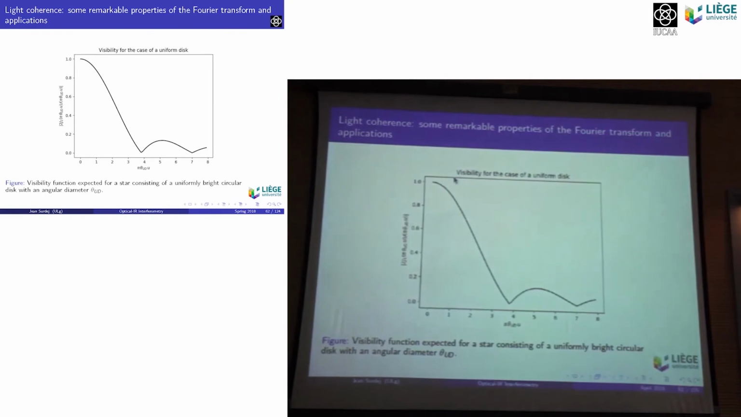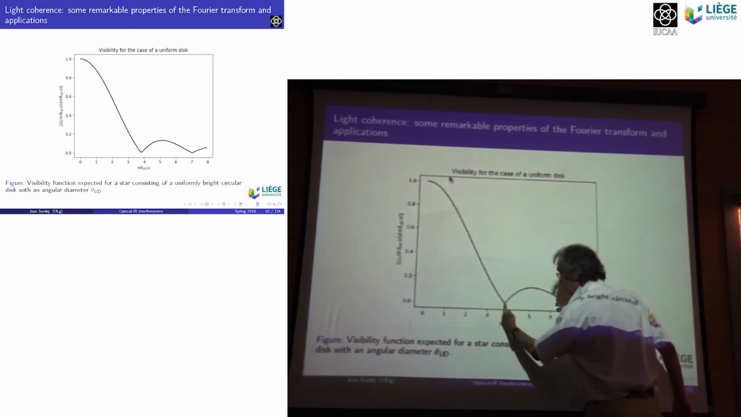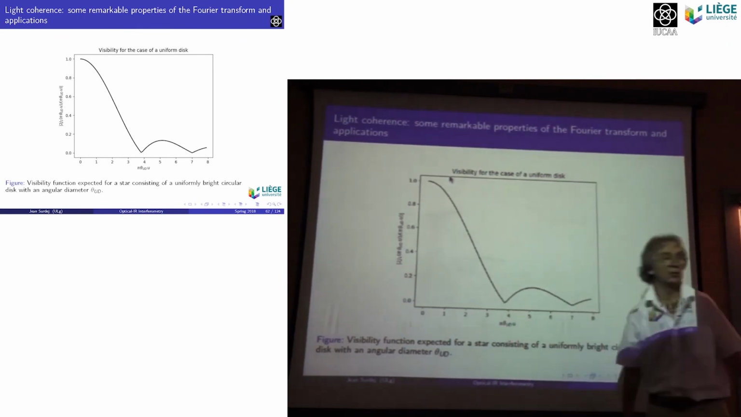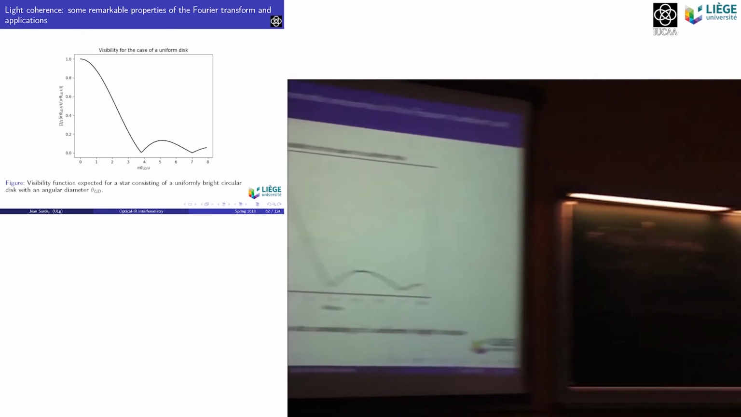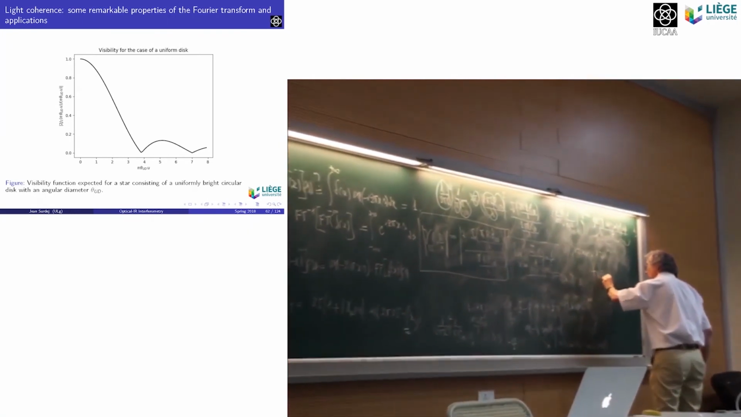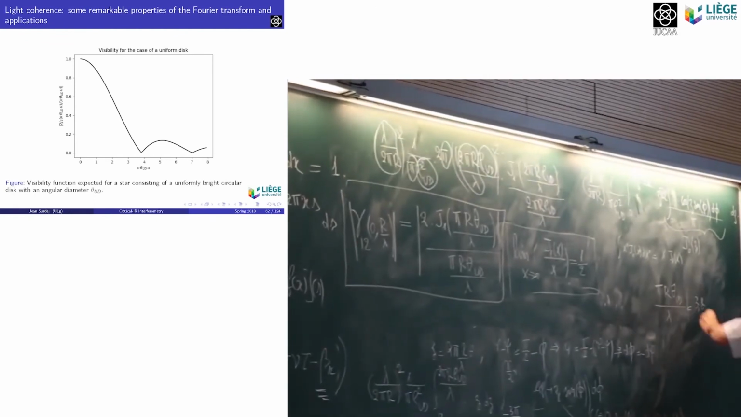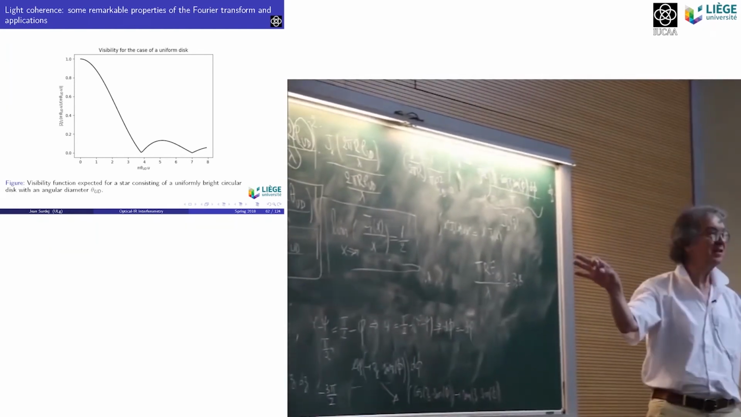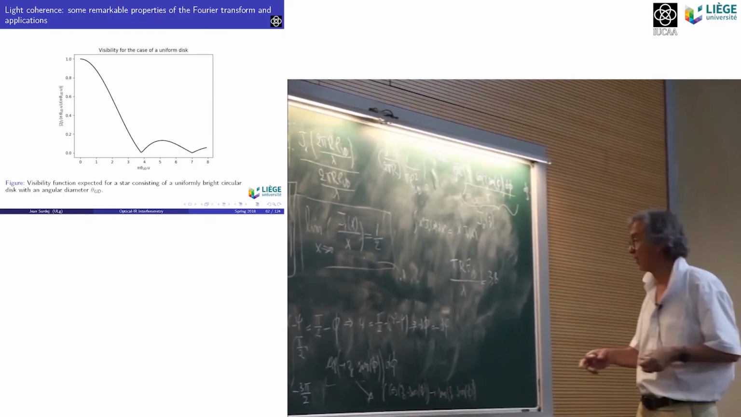Now I show you the result. This is the visibility, the modulus of the complex degree of mutual coherence. And I find that for the value of 3.8 it goes to 0. Which means that when pi times r times theta_UD over lambda is equal to about 3.8, the visibility is 0, so I don't see fringes anymore. So I know that I'm resolving the star.